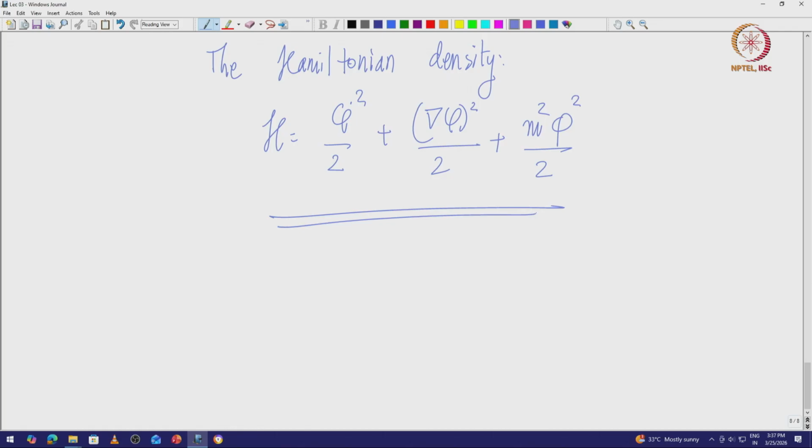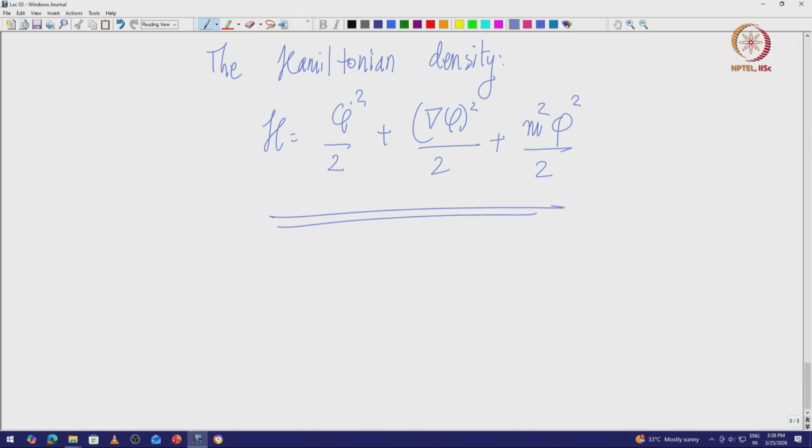Where I wrote the del mu in terms of nabla square, del phi square and del by del t square, which is phi dot square, which has a minus sign, and that minus sign gets cancelled, and that is the reason why we get a plus phi dot square essentially.